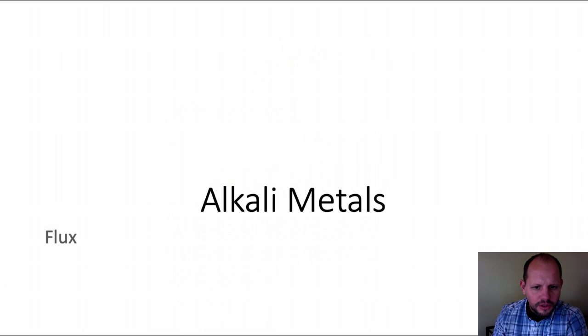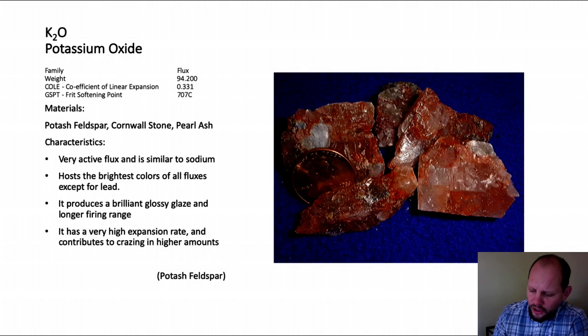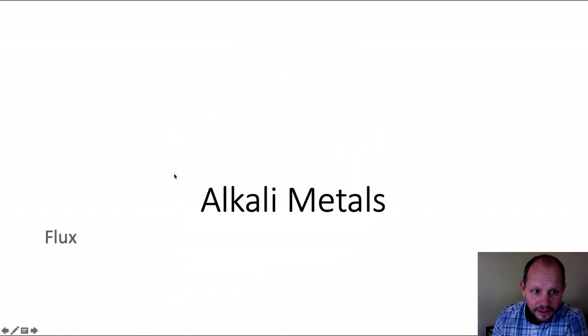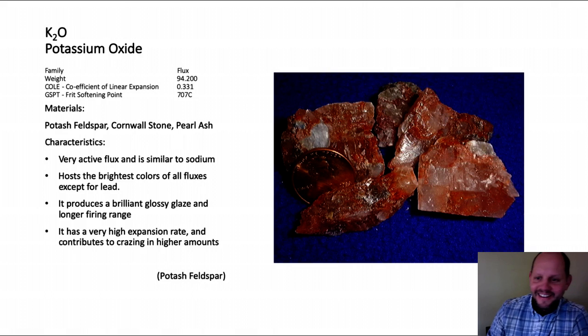presentations. Okay, alkali metals. These are fluxes. As we learned from the previous presentation, fluxes are something that helps silica melt or lowers the melting temperature of silica. And so the alkali metals, as you can see, in this row right here, we're going to be dealing with sodium and potassium mainly, okay? And there are a number of different sources for these materials.